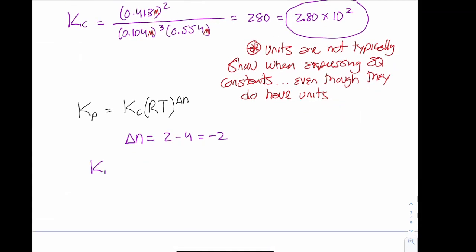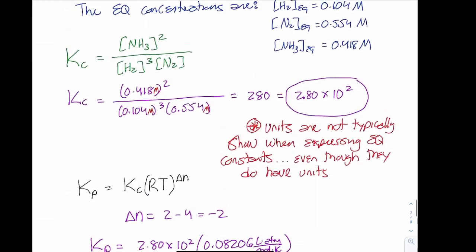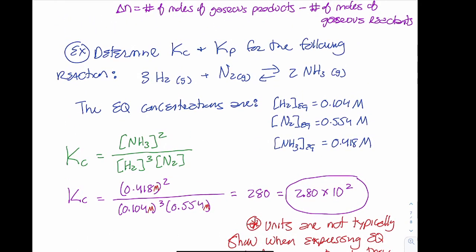So Kp is going to equal Kc, the value we just solved for, multiplied by my gas constant. I am going to end up ignoring units again when I express Kp because it is an equilibrium constant. The reason I'm writing them here in my gas constant is I'm going to use this to remind myself that my temperature needs to be in Kelvin. And I might have actually forgot to give you a temperature. I did. Sorry guys, at 25.0 degrees Celsius.